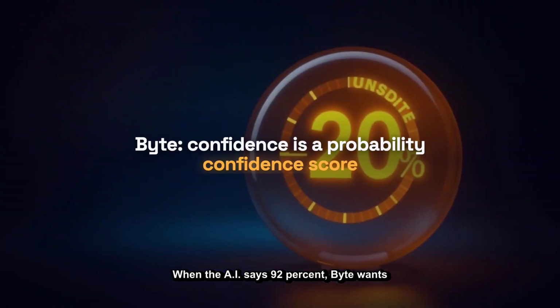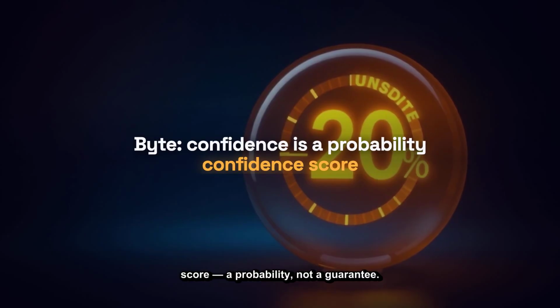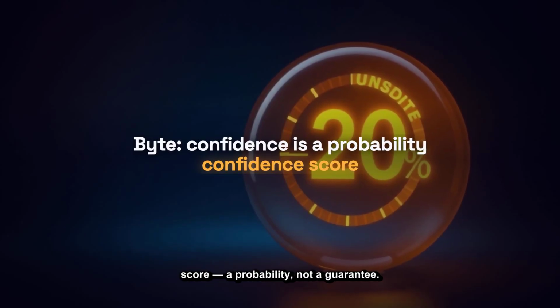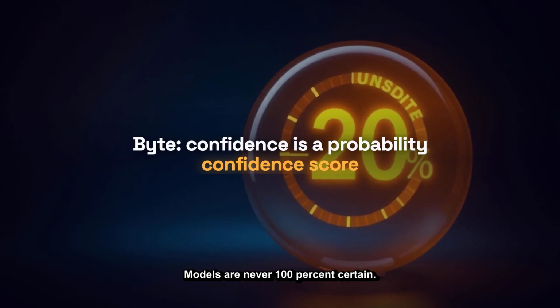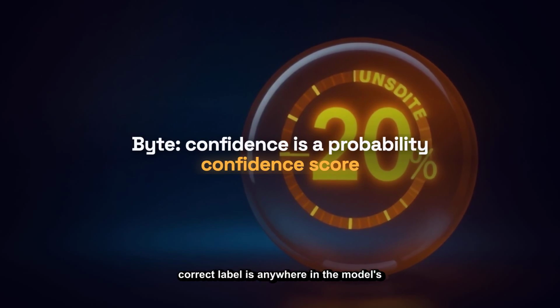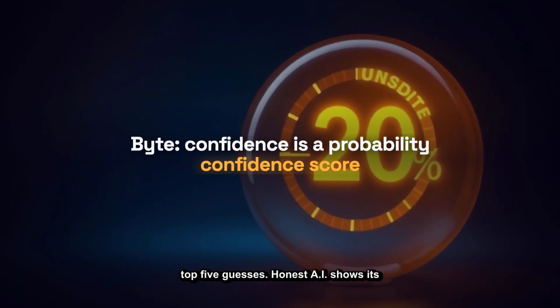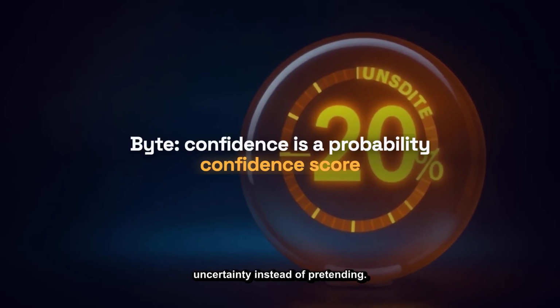When the AI says 92%, Byte wants you to read it right. That's a confidence score, a probability, not a guarantee. Models are never 100% certain. There's also top 5 accuracy, a hit if the correct label is anywhere in the model's top 5 guesses. Honest AI shows its uncertainty instead of pretending.